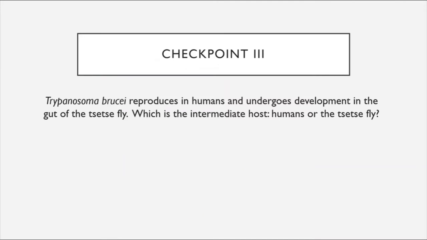So at this point, I have another checkpoint for you about these parasites. Trypanosoma brucei reproduces in humans and undergoes development in the gut of the tsetse fly. So which is the intermediate host, humans or the tsetse fly?